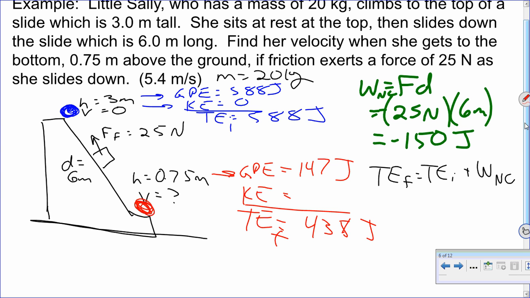Everybody good with how I got that 438? Again, you can either just subtract or you can use an equation. Either way gets you the same result. Okay, cool. So now what? Subtract out the GPE. Just subtract to find your KE, and then you can find your velocity. So if you do that, this KE ends up being 288, which I can now use to find my velocity. And you get 5.4 meters a second.